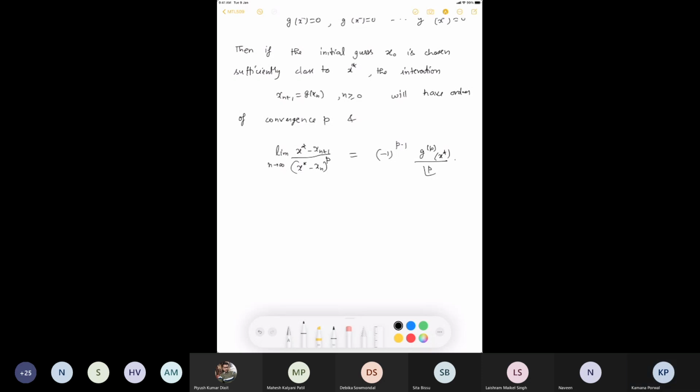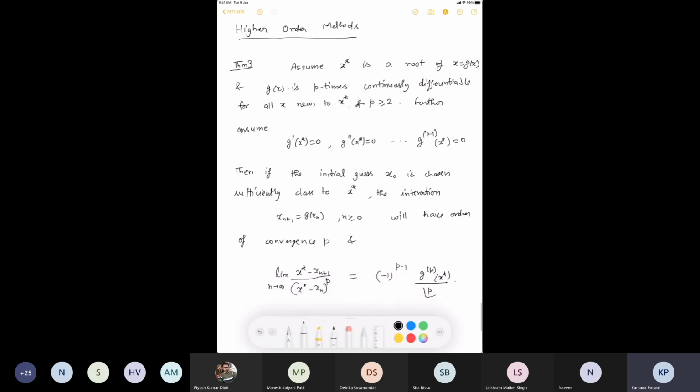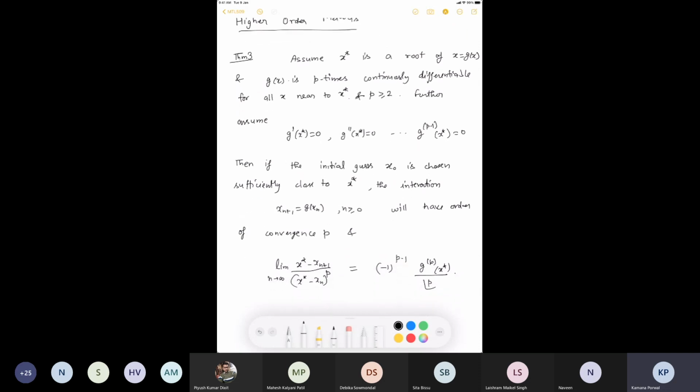Okay. So first, let's try to understand the statement itself. So far we have just seen that the sequence of the iterates which we construct using the fixed point iteration, under what condition that sequence is going to converge, right? And for that we got this criteria that if we check the modulus of G prime of X star is strictly less than 1, that basically gives that the sequence will converge.